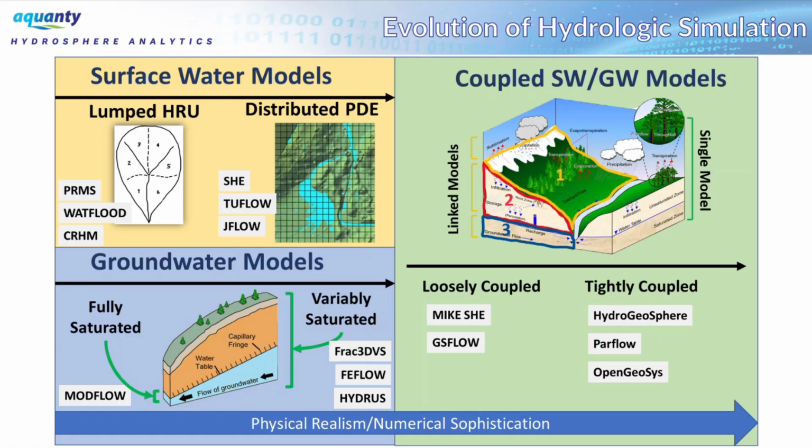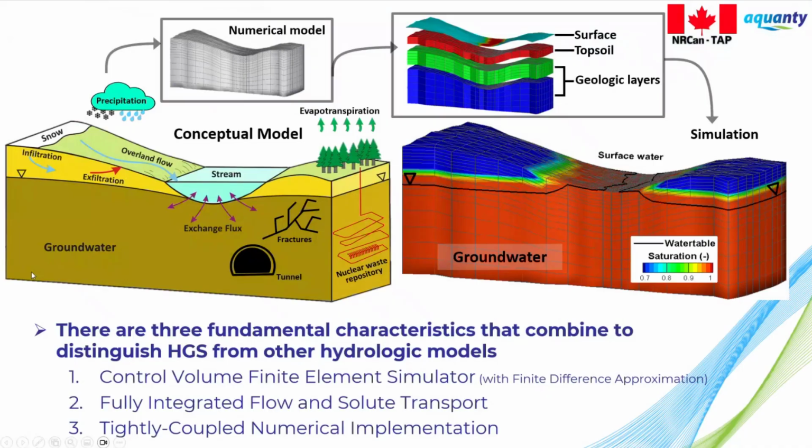It's sort of like grouping multiple models or modules together, whereas a tightly coupled model like HydroGeoSphere is fully integrated, tightly coupled, meaning it's a single matrix of equations that contains different regions with different governing equations within it. So we'll dig into that a little bit more here in a minute as well.